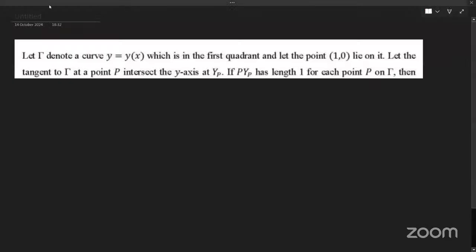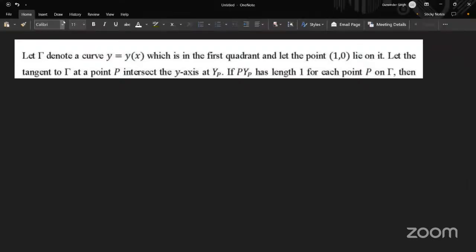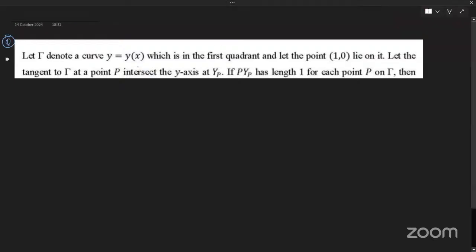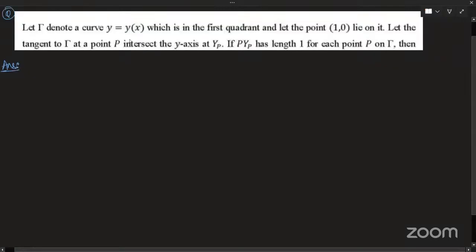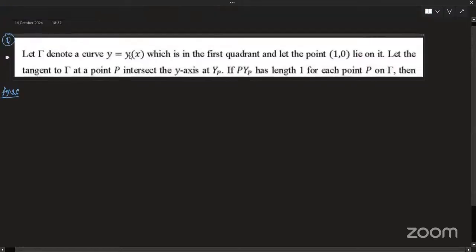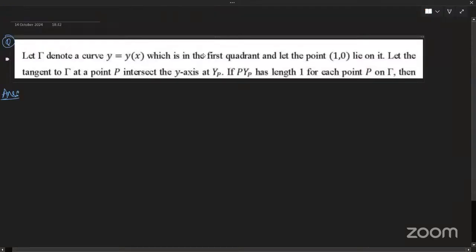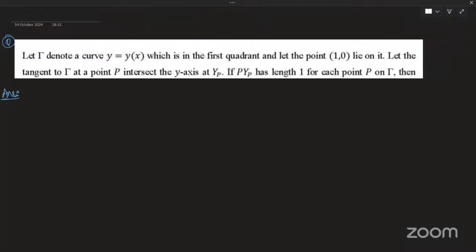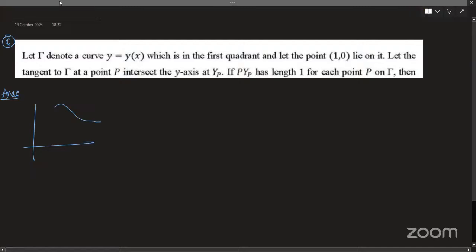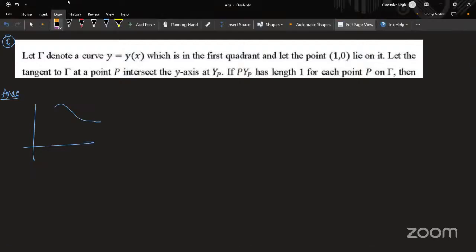Hello everyone. Till yesterday, we were discussing tangents and normals. Just one last question before we move on to the next topic. Over here, you can see the question. It is given that tau is any curve y as a function of x, y is equal to y of x, which is in the first quadrant. So you have any random curve, something like this.